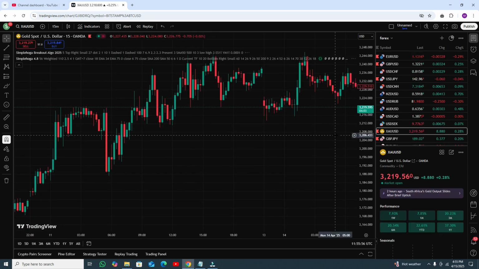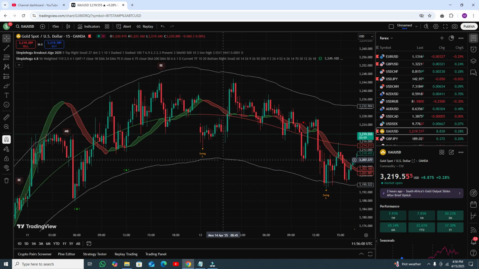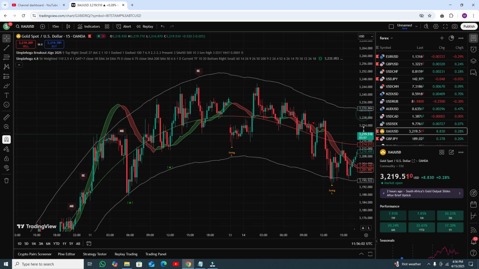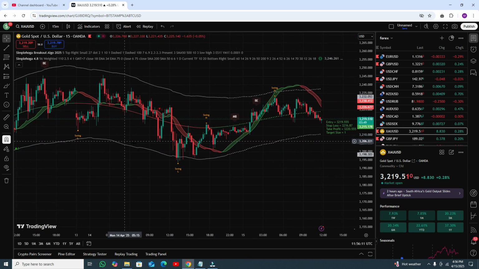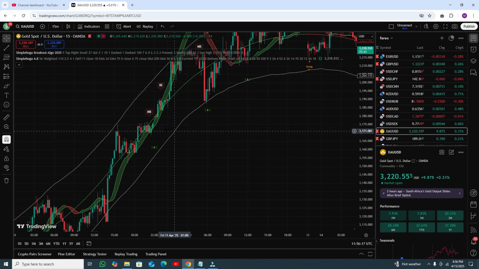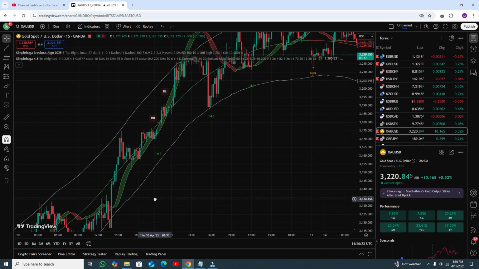In gold you will get awesome results like in all pairs. Let me show you. Here you can see breakout buy signal, breakout buy signal, and you can book your profit. You can book your profit here. Breakout sell signal, you can book your profit at this point. And so far you can see that the buy signal gives you awesome profit, and here you can see these two buy breakout signals.